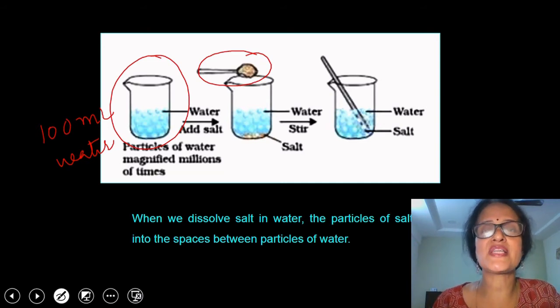The reason was that salt is made up of small particles. After stirring, the particles of salt occupied the space present between water molecules. So that is the reason the salt particles disappeared and the level of water didn't increase in this activity.